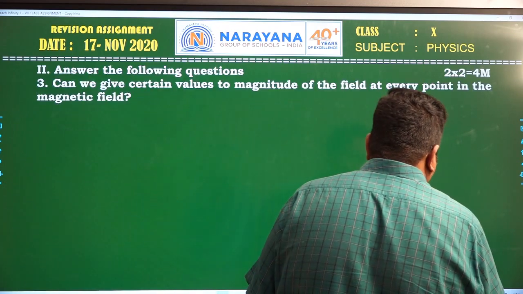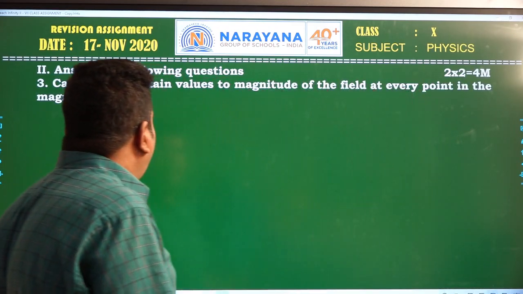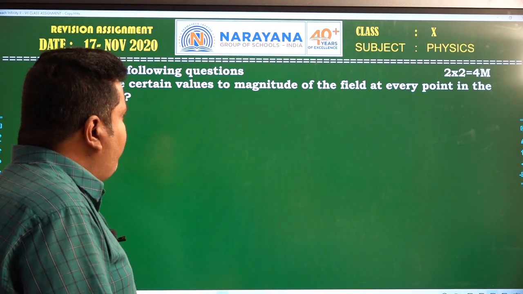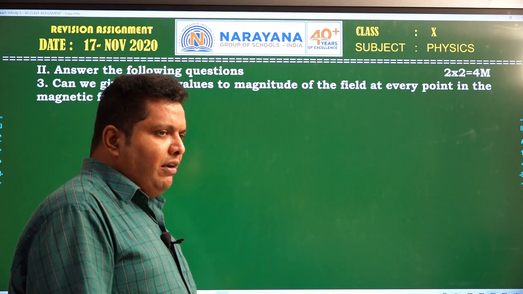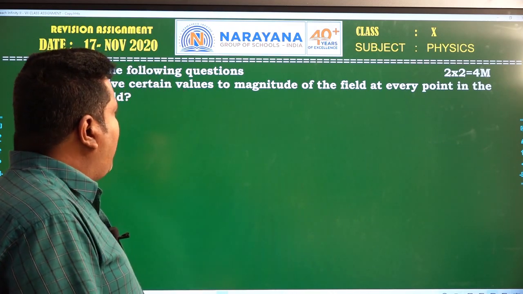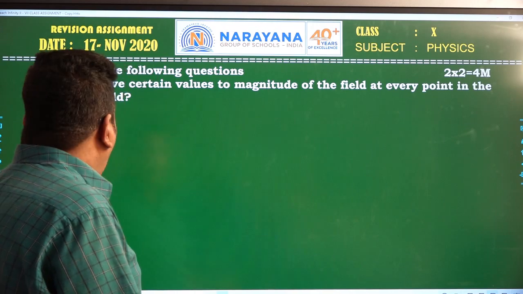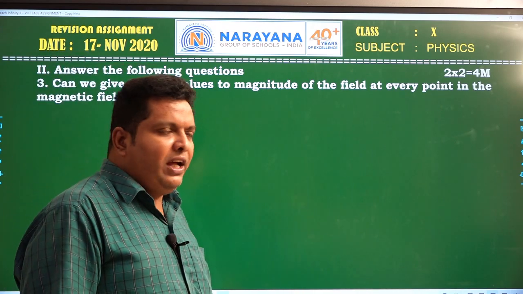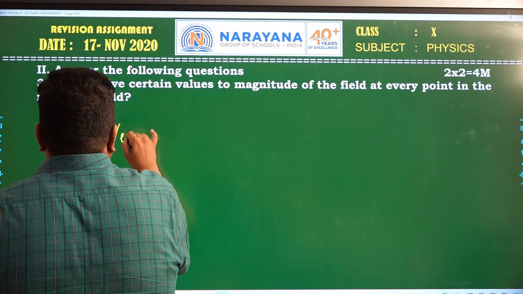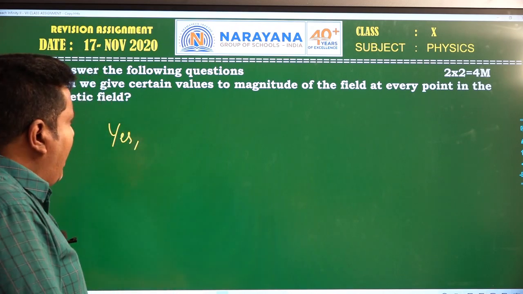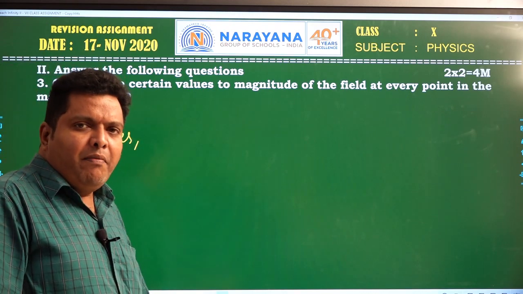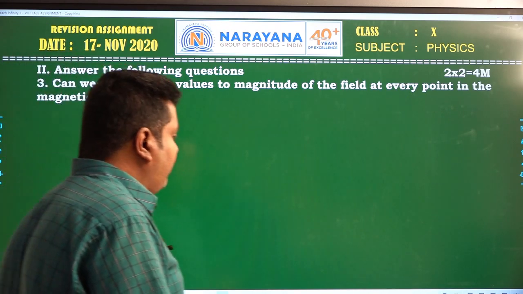Now let us see the third question: can we give certain values to the magnitude of the field at every point in the magnetic field? Yes, the answer is yes. We can give values to the magnetic field at every point in a magnetic field. That is the answer to the third question.